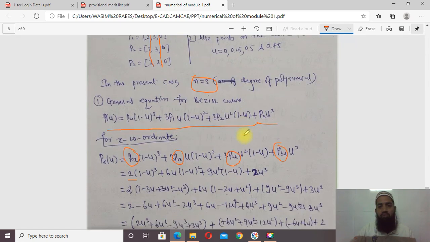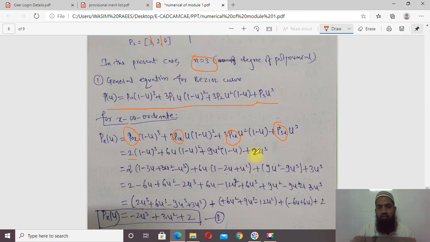No, it is not 2, it is actually 3, I'm sorry, it is a little mistake. It is 3 u cube. So this will be 2. I'm going to open this bracket with respect to (1 minus u) raised to the whole cube. So I will get 1 minus 3u plus 3u square minus u cube plus 6u.